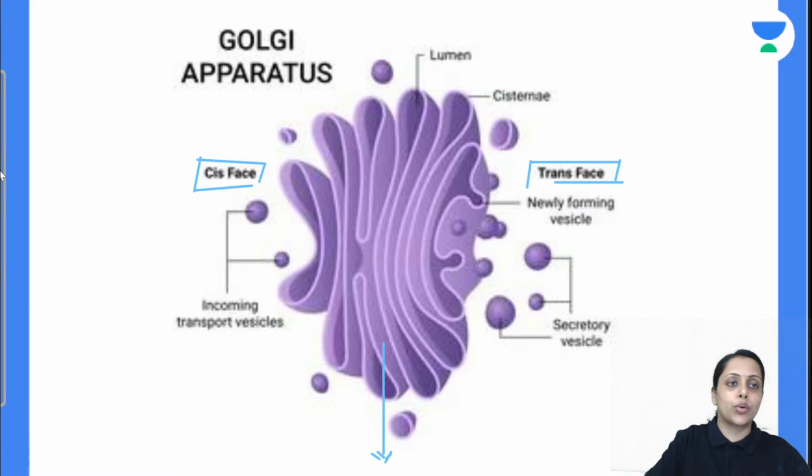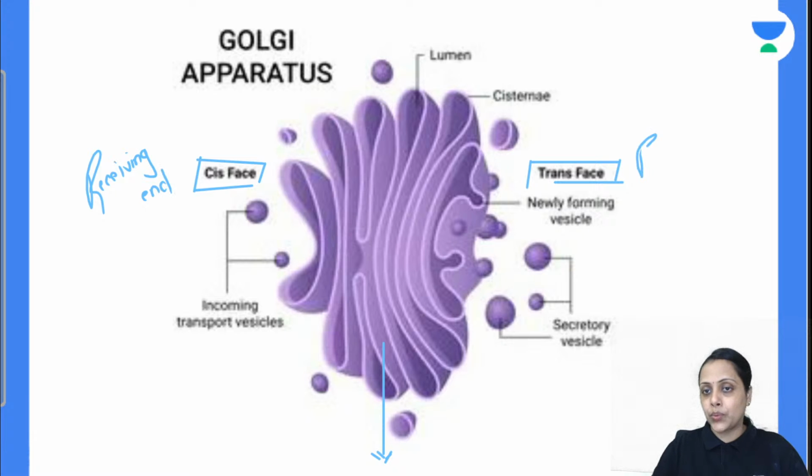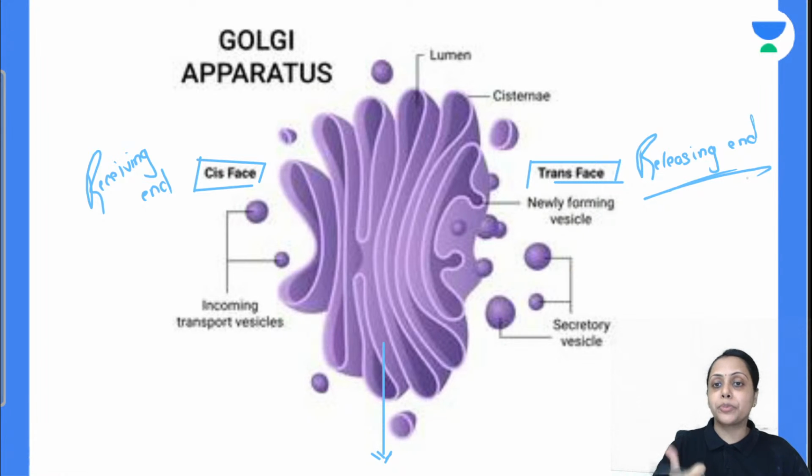Cis phase is also known as the receiving end because it receives the protein. Trans phase is also known as the releasing end because from here our glycosylated protein is released from this end.